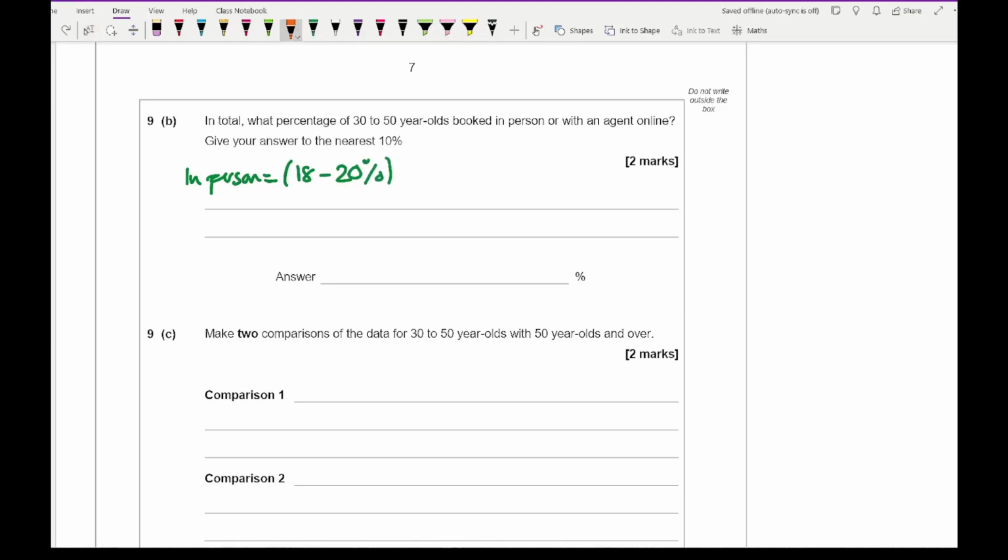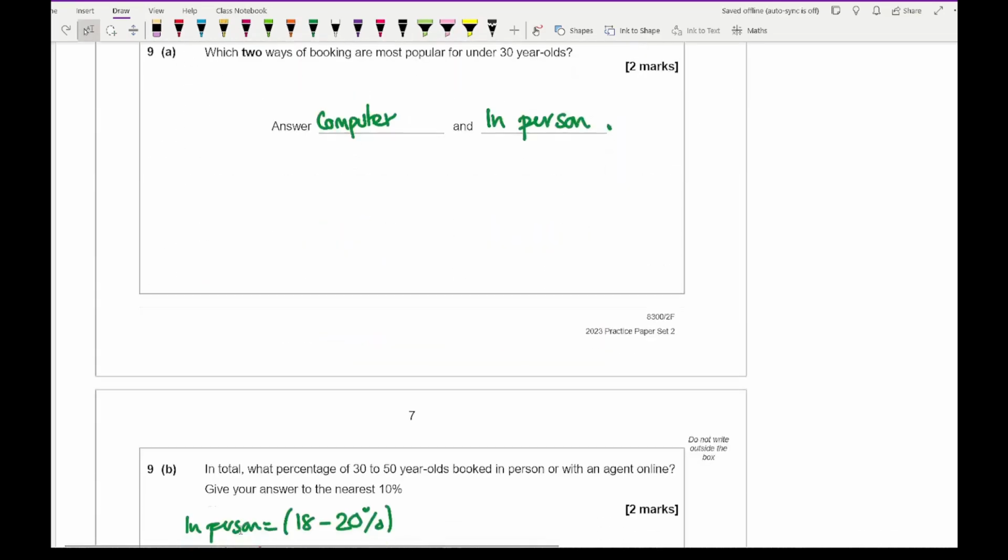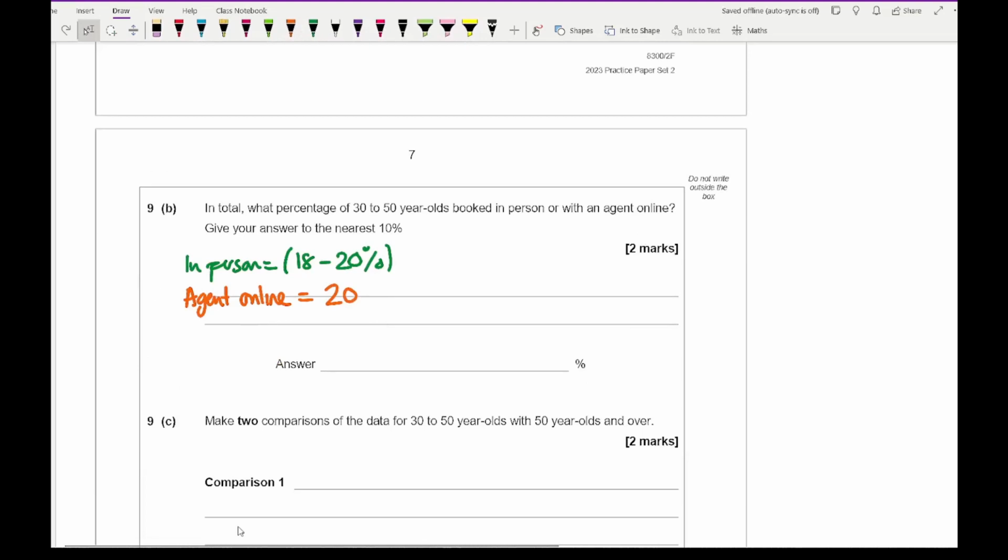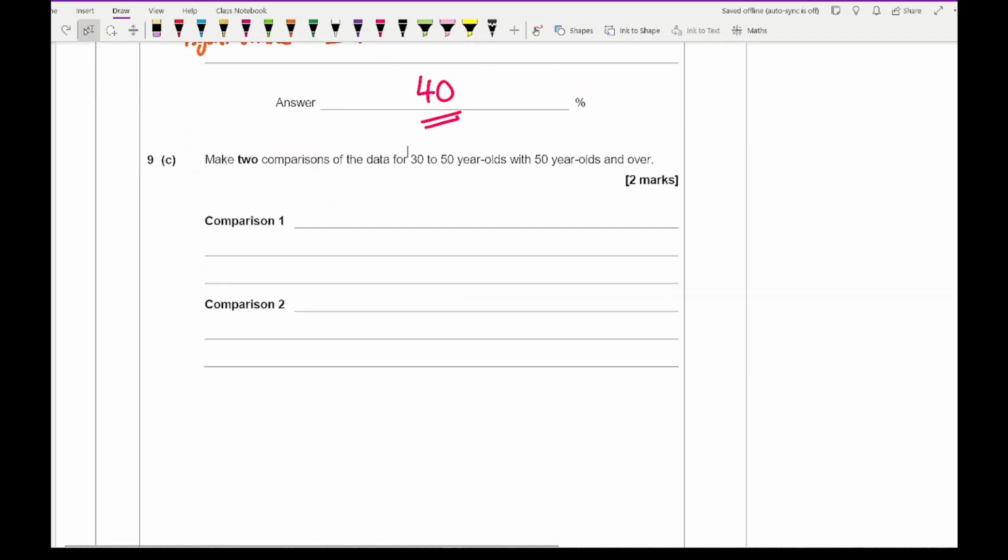you could say anywhere between 18 to 20%. Then what we need to do is the agent online, which is exactly 20%. So then adding these numbers up, you can have either a minimum value of 38% to 40%, but if we're rounding to the nearest 10%, then regardless of the answer, we're going to go for 40%.